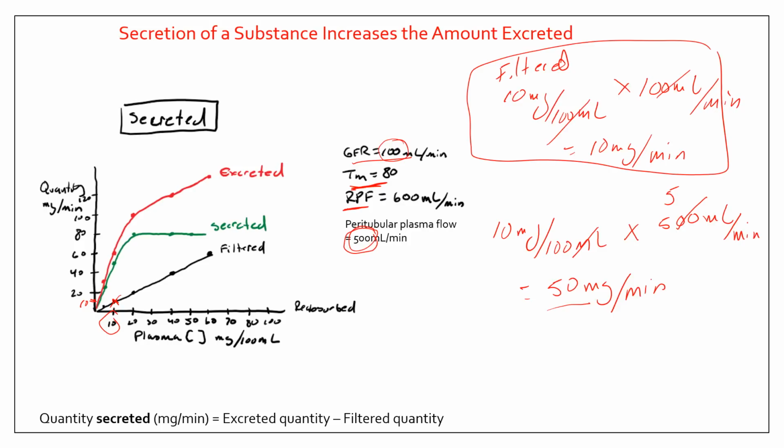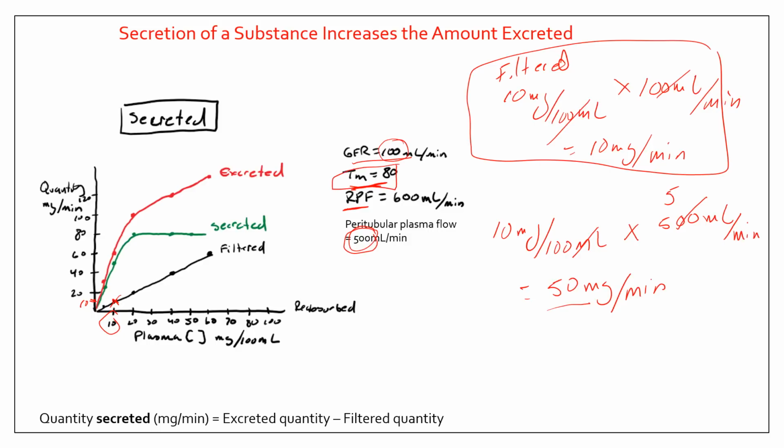So now I know that I have 10 milligrams per minute that has moved into the nephron, and I know there's 50 milligrams per minute moving through the capillaries that surround the nephron. Now the question is, how much of that 50 milligrams that's in the capillaries can be moved into the nephron now? How much of that can be transported in or secreted into the nephron? Well, that's where the TM comes into play.